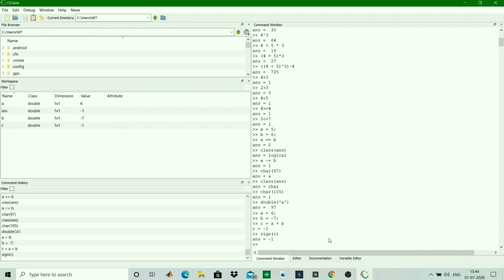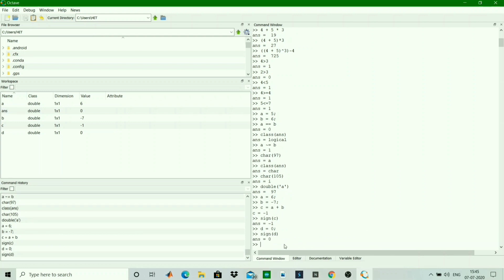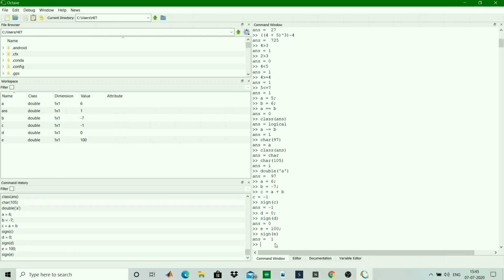1 in a case where the sign of a number is positive, or the number is positive. -1 in the case where the number is negative. 0 when the input variable stores 0. For example, D equal to 0, and we want to know the sign of D, so it is 0. And for example, E is equal to 100, we want to know the sign of E, and it would be 1, and that would mean a positive number. And -1 would mean a negative number.